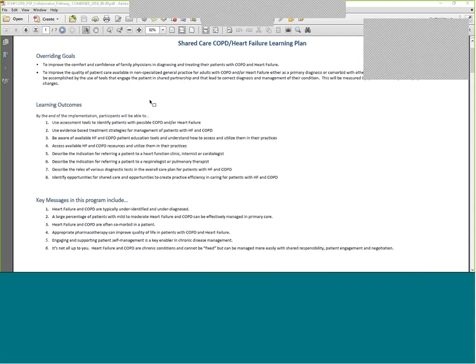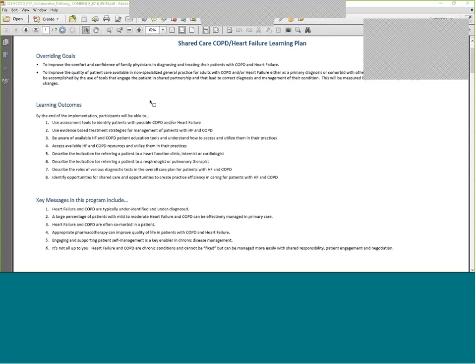And I think one of the key things with COPD and heart failure is to improve the confidence and comfort of family physicians diagnosing and treating patients with COPD and heart failure. And the reason, if you're starting with the why, and we'll address that in the presentation, is that both heart failure and COPD are typically under-identified and under-diagnosed, and that's the key message that relates to that overriding goal. And the other interesting thing is that we know from a lot of the work that's been done that most patients with mild and moderate heart failure and COPD can be managed in primary care very effectively.